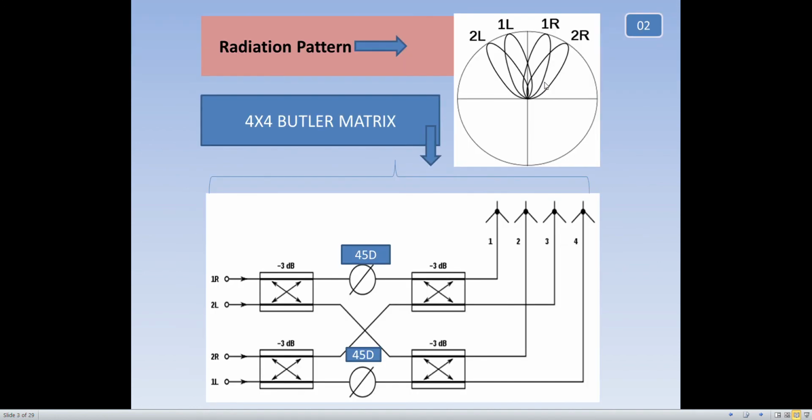This is the basic concept of the Butler matrix network, and in the upcoming video we will see how to design it, what the basic elements are that we have to focus on, and we can design those basic elements so that we can achieve our Butler matrix network.